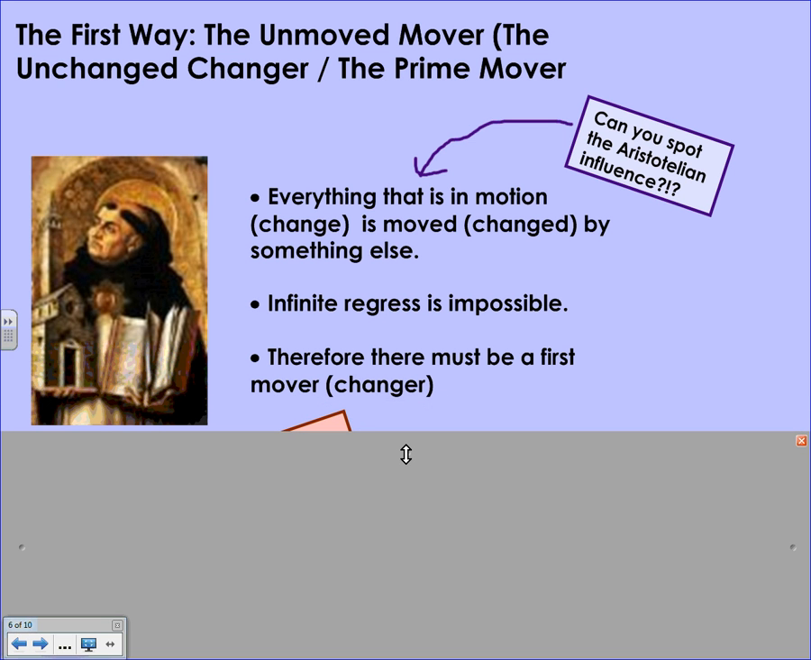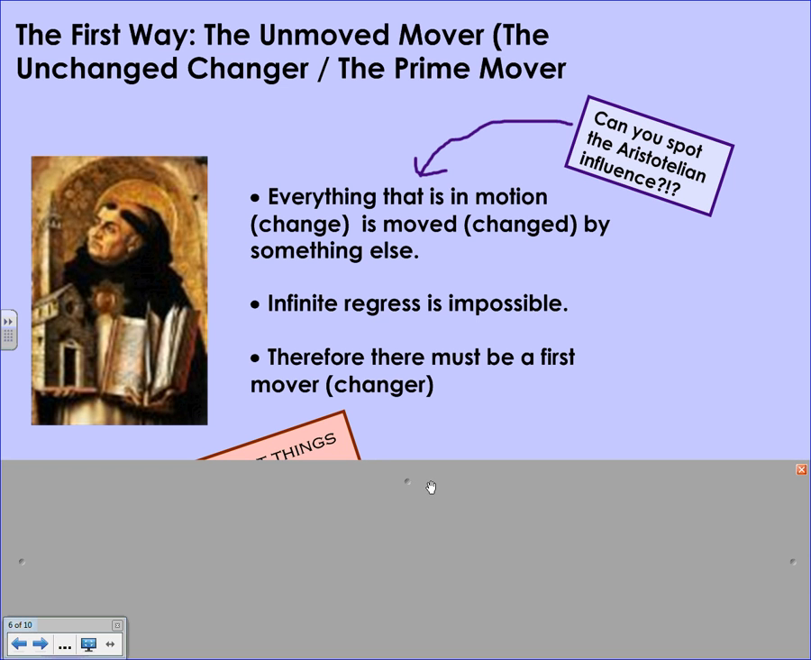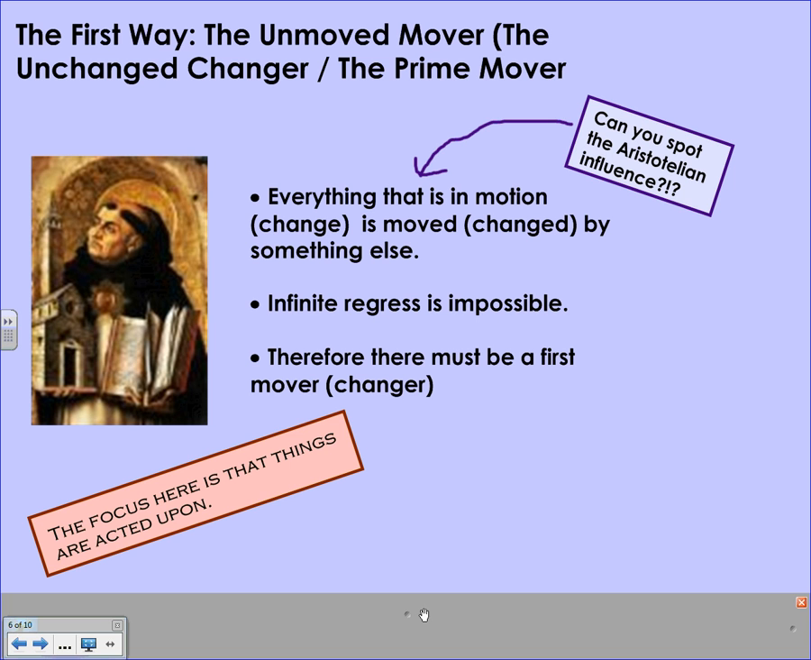So if there cannot be an infinite regress, there must therefore be a first mover or changer. There must be something that starts off the whole process. And he focuses here on these items that are in the process of changing or moving, that are moving from their state of actuality towards their potentiality and making a new actuality for themselves. That is where his attention lies.